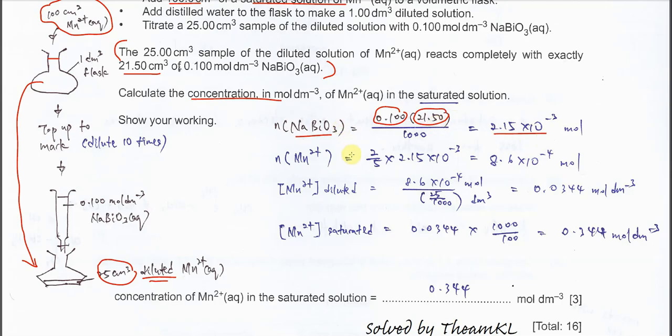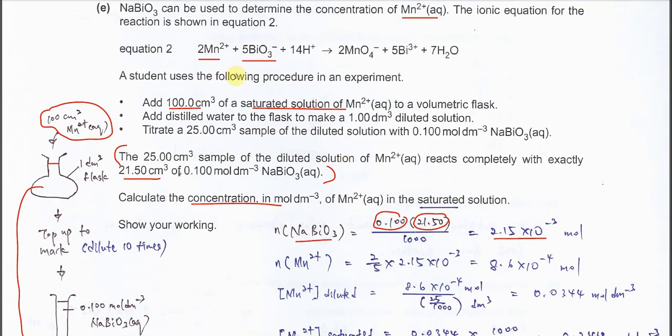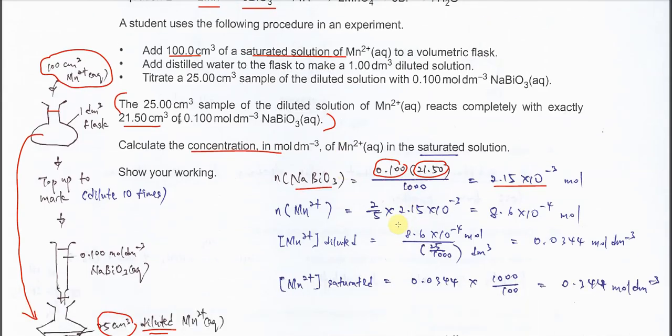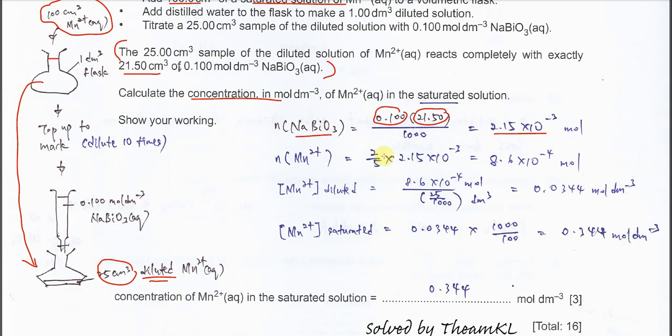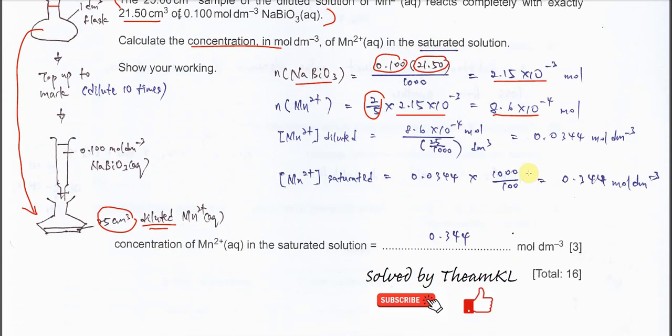After that, we need to use the mole ratio. From this equation, the salt here is 5 mol and the manganese(II) is 2 mol. If we want to find the moles of manganese, we must use a ratio, and the ratio must be 2 over 5 because it's the smaller ratio. The moles of manganese is less than the moles of this salt. So therefore, it is 2 over 5 times the moles of the salt here. Must use the smaller ratio. Then you will get 8.6 times 10^-4 mol.